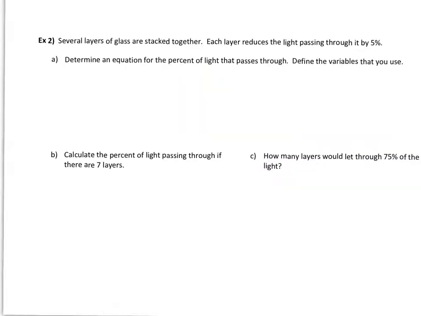Okay, example number 2. Several layers of glass are stacked together. Each layer reduces the light passed through it by 5%. Determine an equation for the percent of light that passes through. Define the variables that you use.